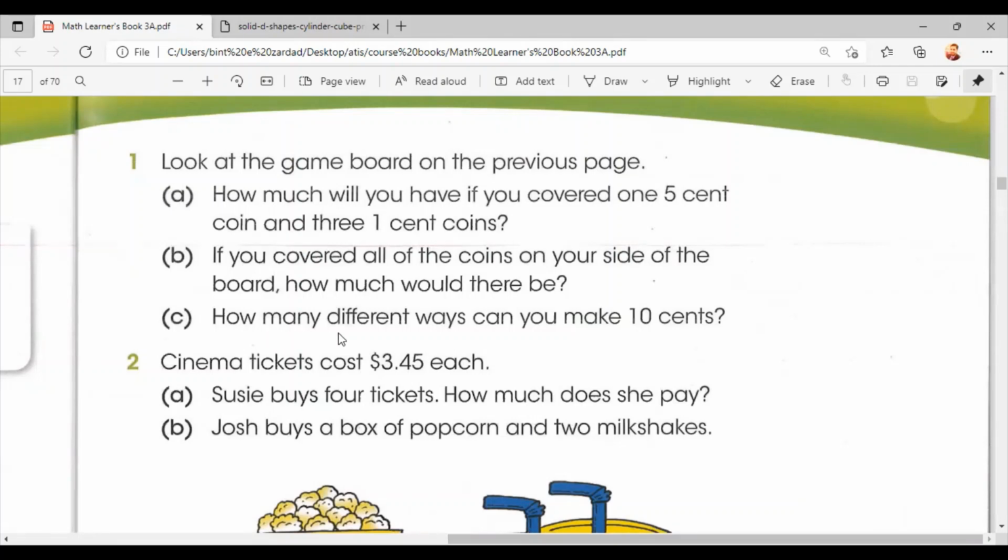Question C: how many different ways can you make 10 cents? Because we have only two kinds of coin, 5 cent and 1 cent. That is easy. If we take two 5 cent coins, 5 plus 5 is 10. Or five 1 cent coins and one 5 cent coin, it is also 10. Or if we take all 1 cent coins, ten 1 cent coins, it means 10.